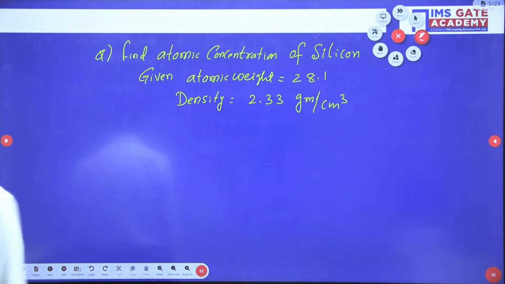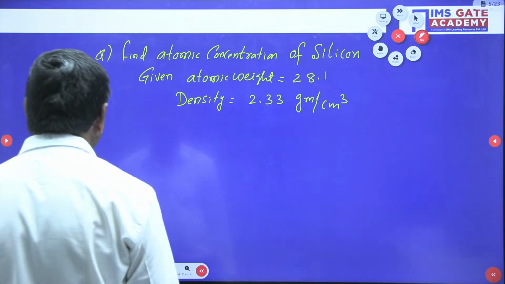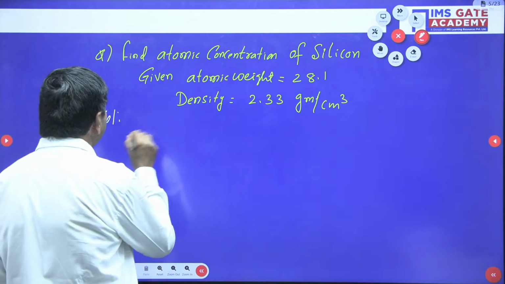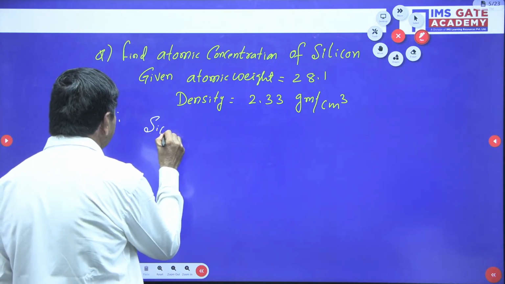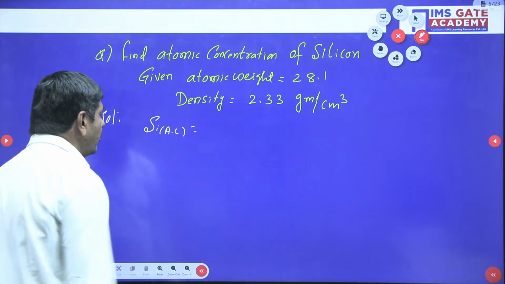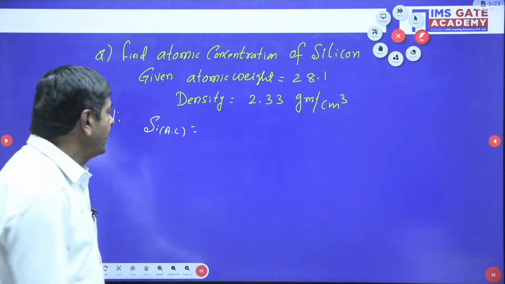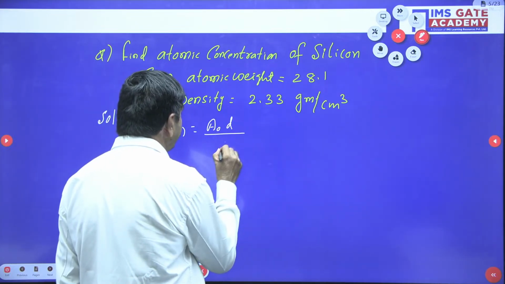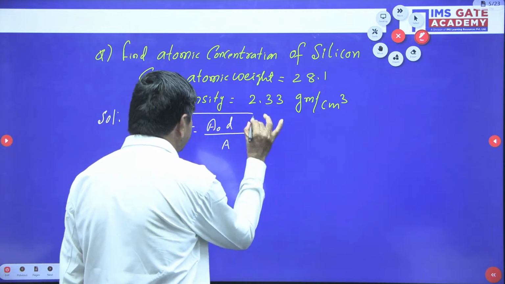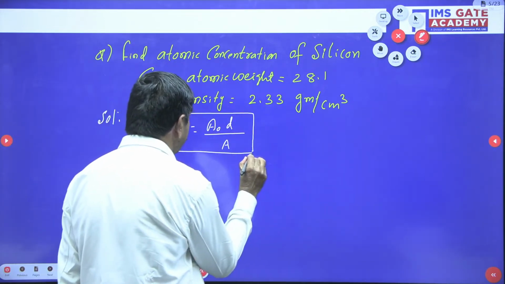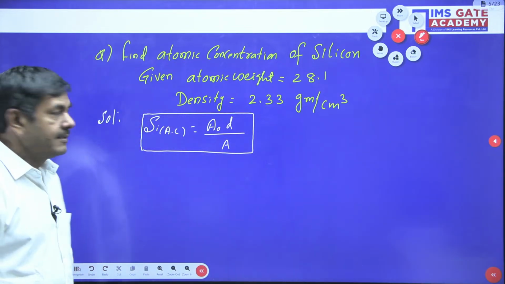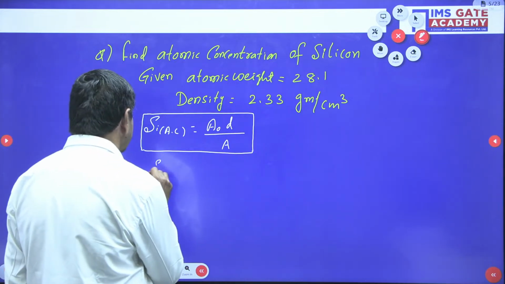Anybody can tackle this question without my help. Any student can do. But I gave you the formula. For silicon, I want the atomic concentration. The formula is A naught into D by A. This formula is given already. By using this formula, you can determine it directly.